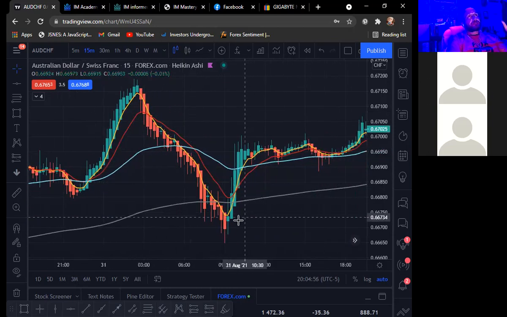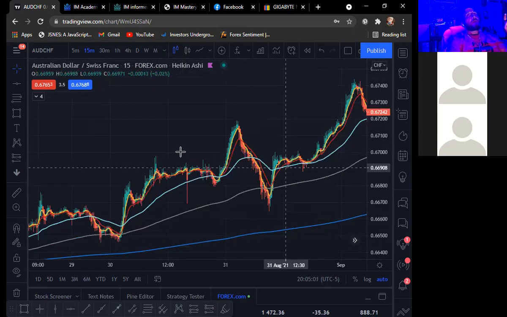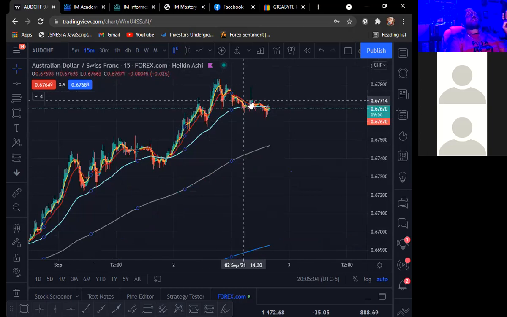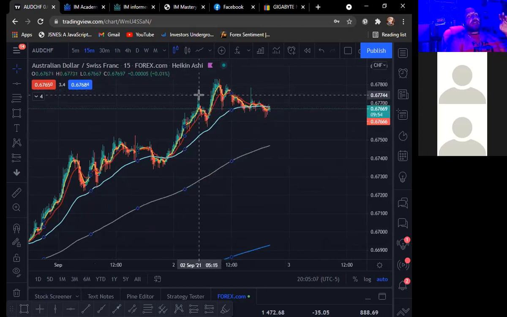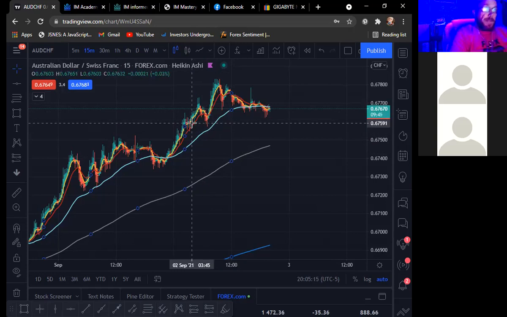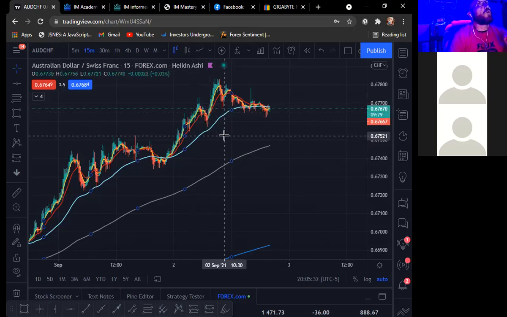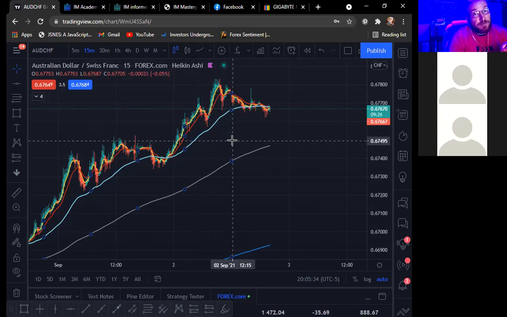But that's only two lines. How about the 50, 200, and 800? So when they cross through, that's signaling that we might enter. This is the 50 EMA, the aqua. The 50 EMA tells me if we're in an uptrend or a downtrend. If we're above the 50 EMA, we're in an uptrend. If we're below the 50 EMA, we're in a downtrend.